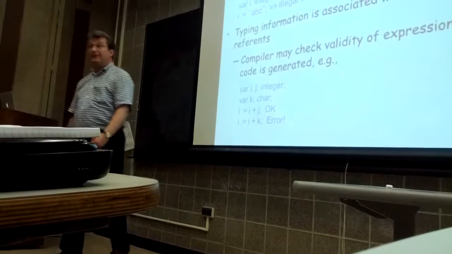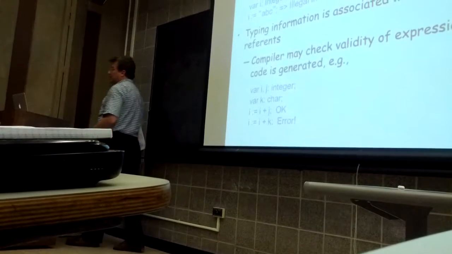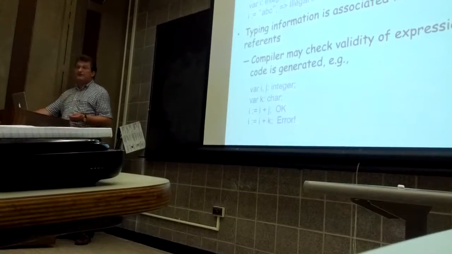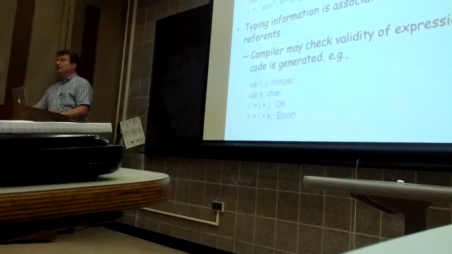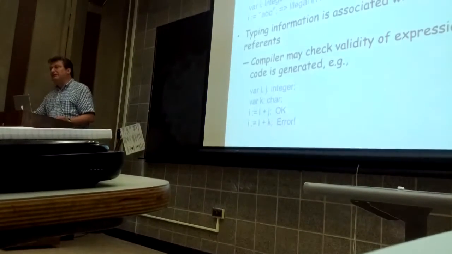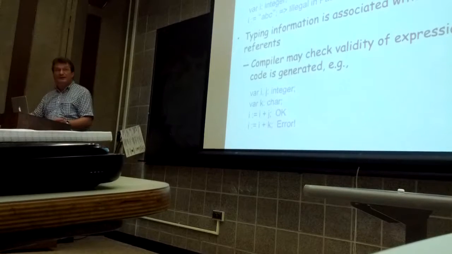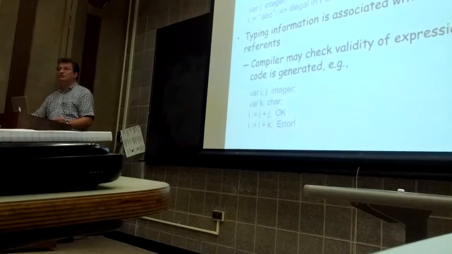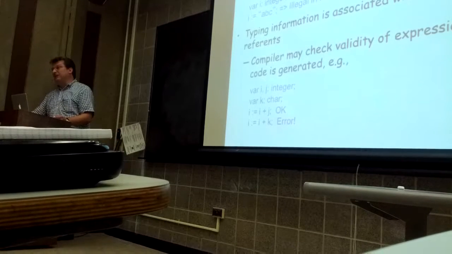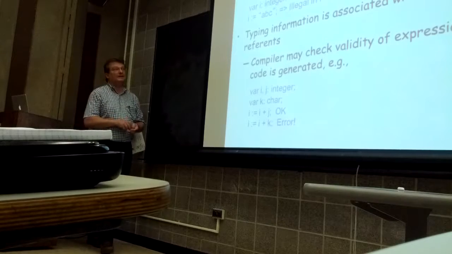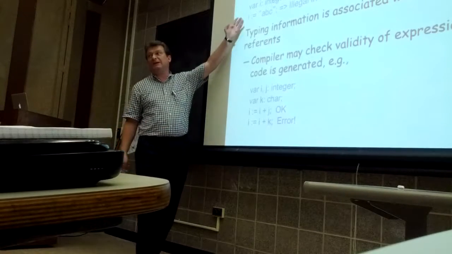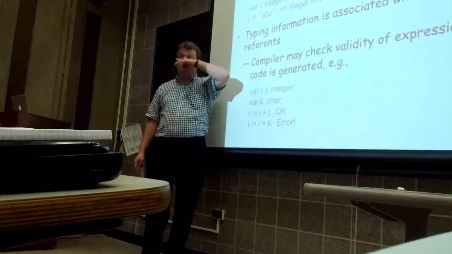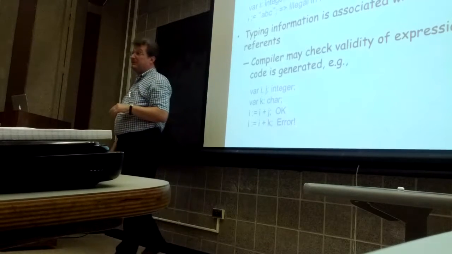Now, for data types, it's kind of the same scene. Practically no two languages have the same type system, but you can kind of broadly categorize them into two classes: static typing and dynamic typing. Static typing means that typing information is associated with identifiers. And that's the one that you're probably accustomed to, right?